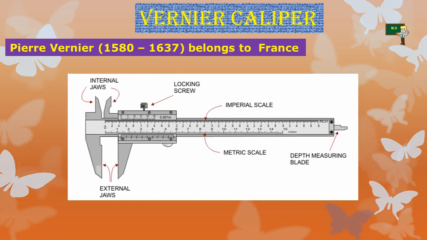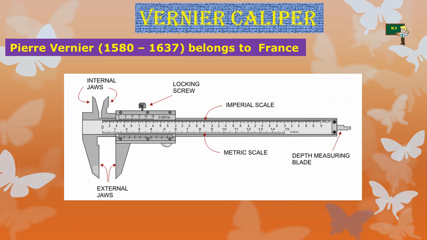Now let's see what is this vernier caliper. Pierre Vernier, 1580 to 1637, was a French government official who invented this vernier caliper. The diameter of a spherical object such as a cricket ball, or hollow objects such as a pen cap, cannot be measured with a meter scale. For that we use an instrument named vernier caliper, which can measure the inner and outer diameter of the objects.